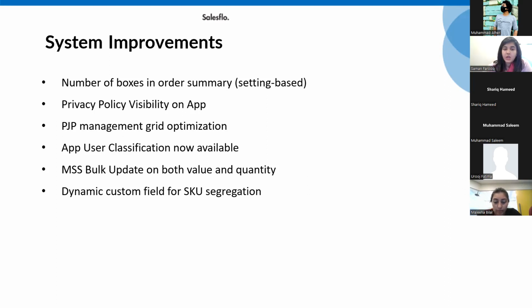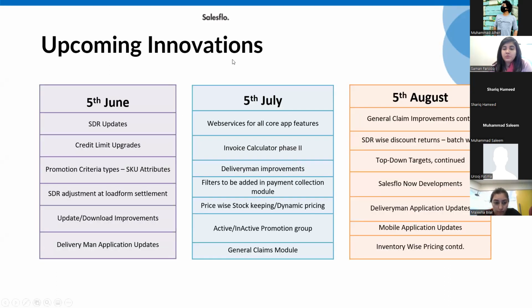Okay. So just to give you a brief of how our June pipeline looks like, and then how our July pipeline looks like, and then how our August pipeline looks like. July and August are still subject to change, but this is how the June pipeline will look like, and this is what we are working on. We'll be talking about what we've released in the next webinar, which will be around the first week of June only.